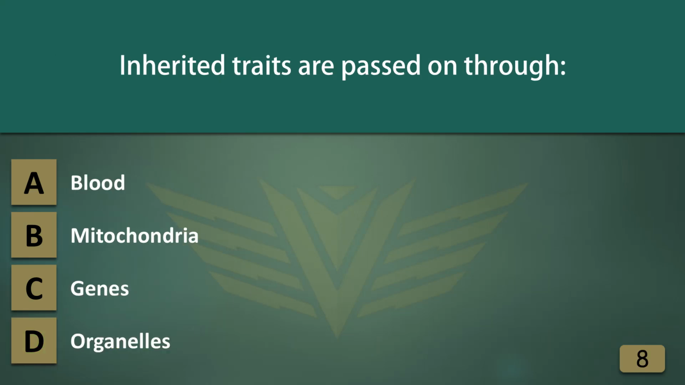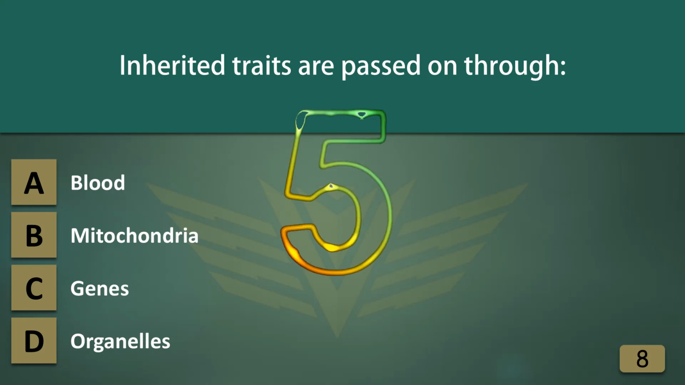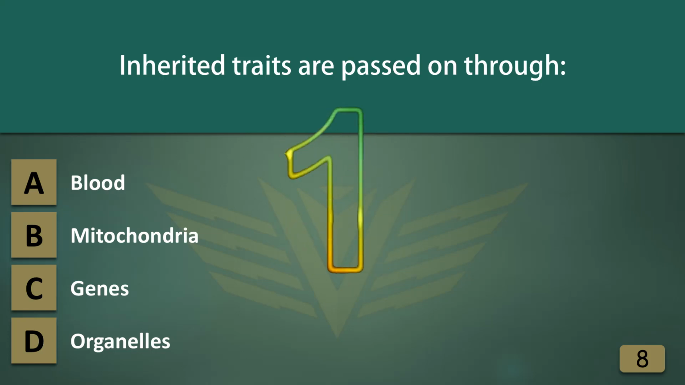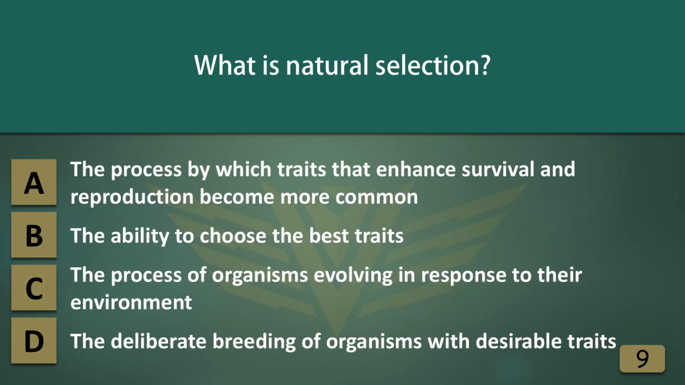Inherited traits are passed on through A. Blood. B. Mitochondria. C. Genes. D. Organelles. The correct answer is C. Genes. Inherited traits are passed on from parents to offspring through genes, which are segments of DNA that carry the instructions for making proteins. What is natural selection?